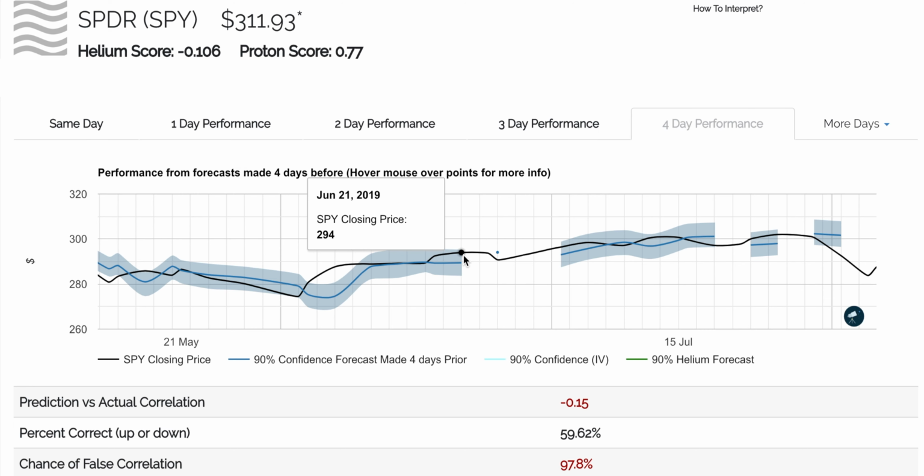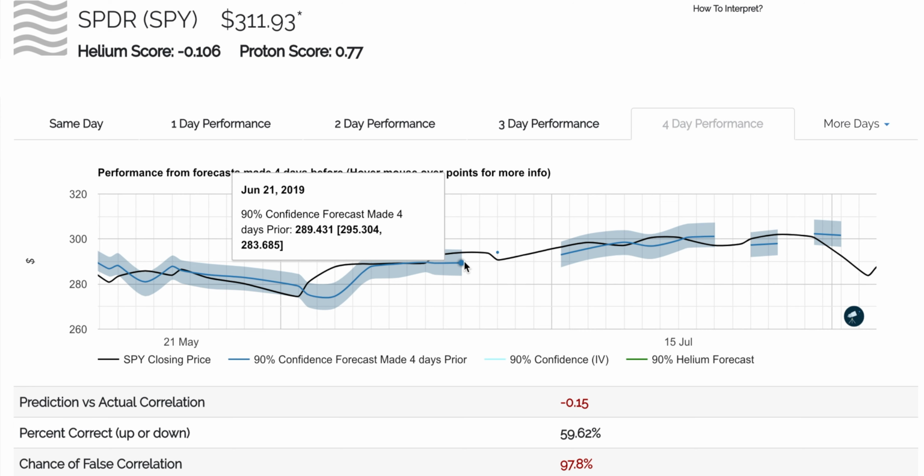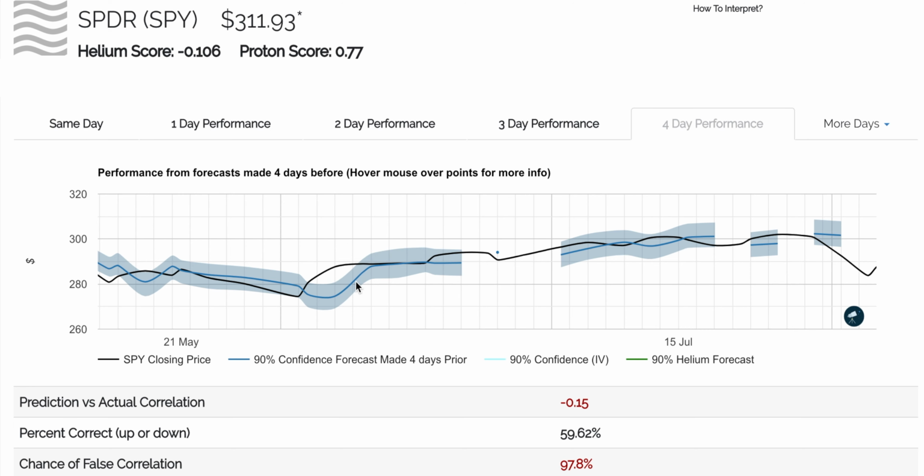So on June 21st, 2019, the SPY closing price was 294, and 4 days prior, Helium had predicted the price to be 289, with a 90% confidence interval between 295 and 283. You can see that on June 21st, the closing price was within the 90% confidence interval, and you can also see that on June 7, it was not.